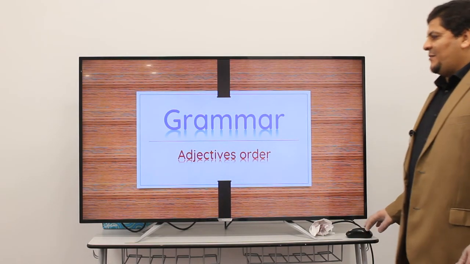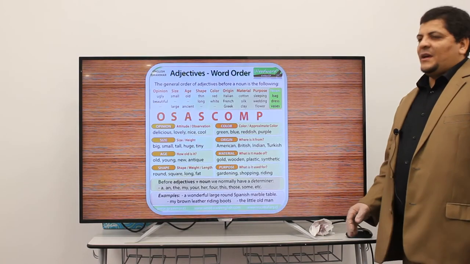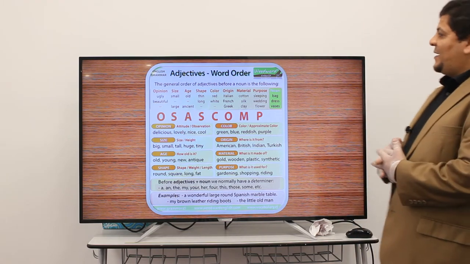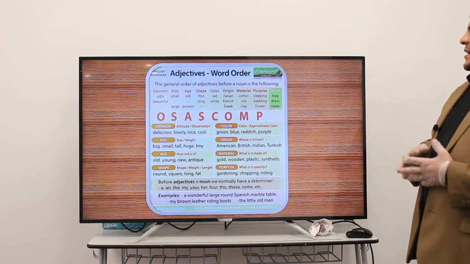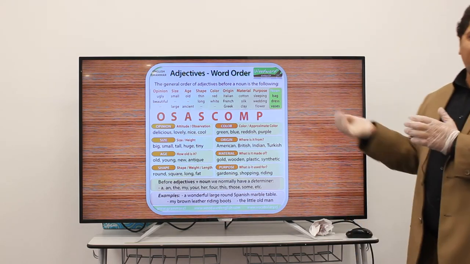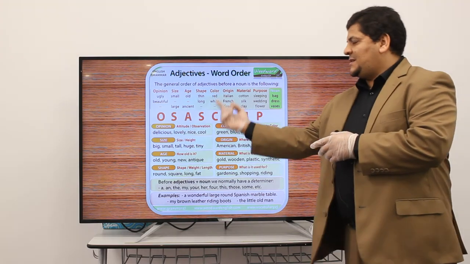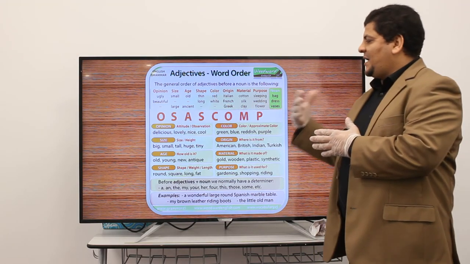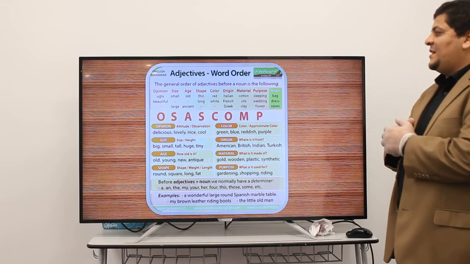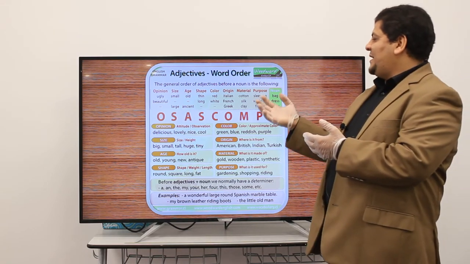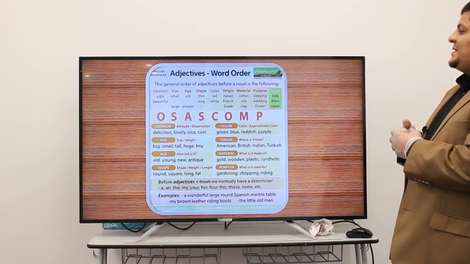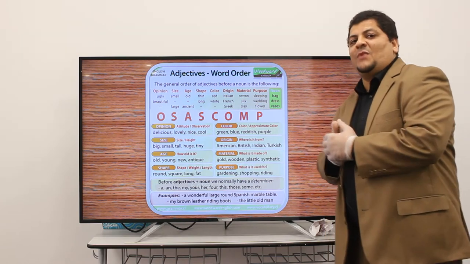Now we come to grammar. We've just talked about adjectives. Here we are going to talk about adjective order. Here the general order of adjectives before a noun is like this. We start with the opinion, size, age, shape, color, origin, material, purpose, and then we have the noun. For example, if we have a small Italian sleeping bag, should I say small Italian or Italian small?